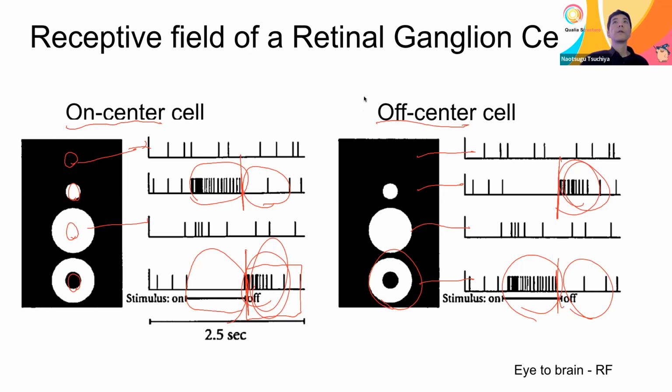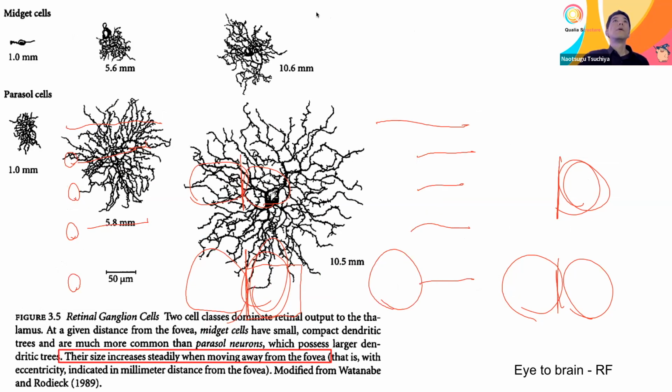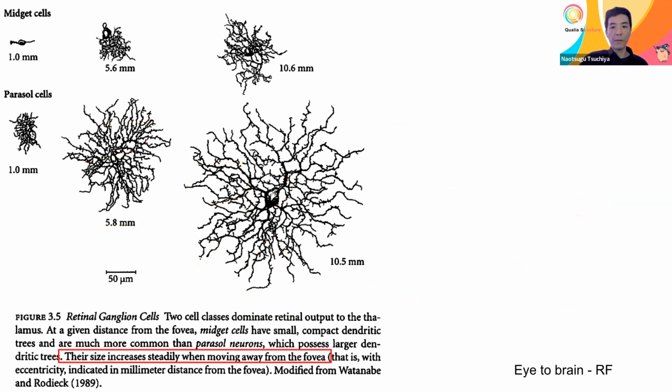Okay, so here's the map of how it looks in terms of the dendrites, if you image it at the level of the retina. There are two types of cells in the retina, but it's not super important for us at the moment: smaller cells called midget cells, and bigger cells called parasol cells in the retina. And you see three types of sizes of the cells, right?